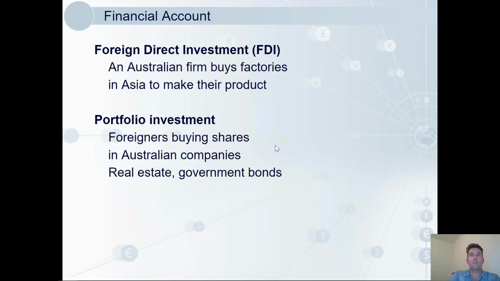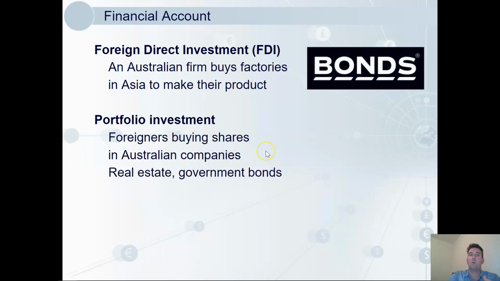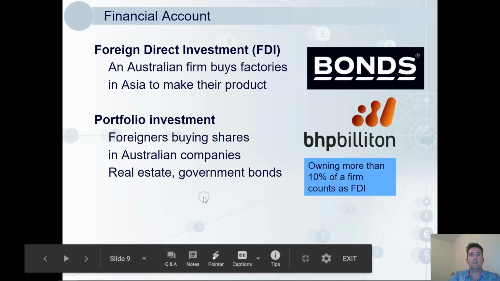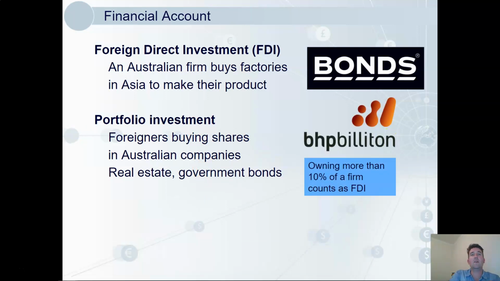Foreign direct investment. This is when a firm invests in another country, usually by setting up an operation there. An example of this is Bonds, buying factories in Asia to make their underwear. Portfolio investment is similar. It's investing in companies from other countries, but as shares of a company. So when foreigners buy shares in BHP, one of our mining companies, that is inward portfolio investment.